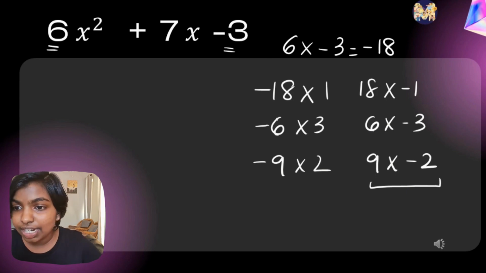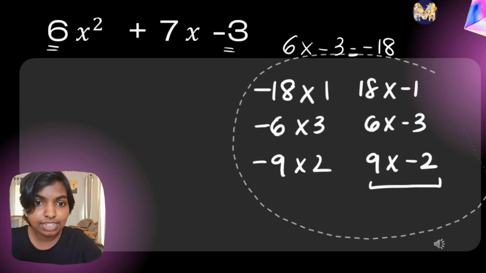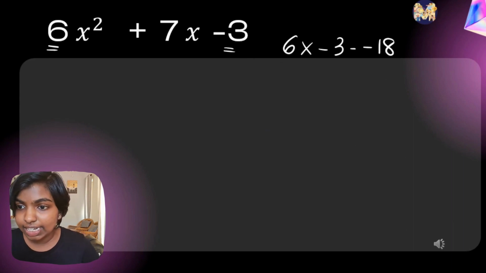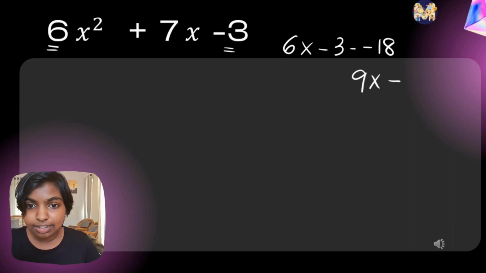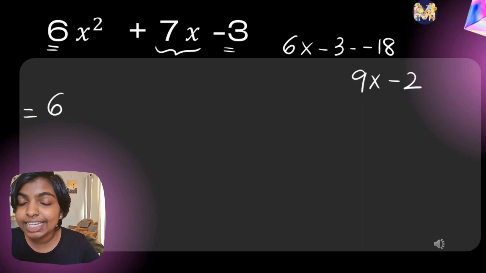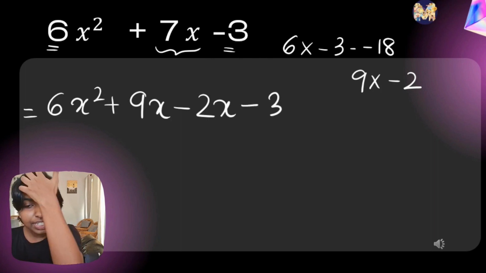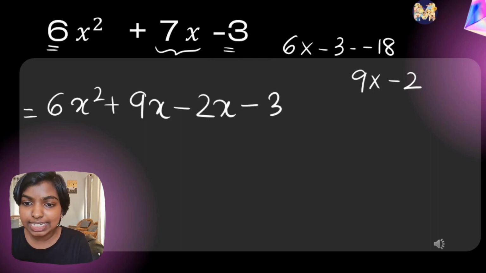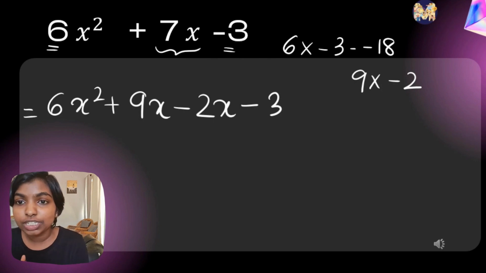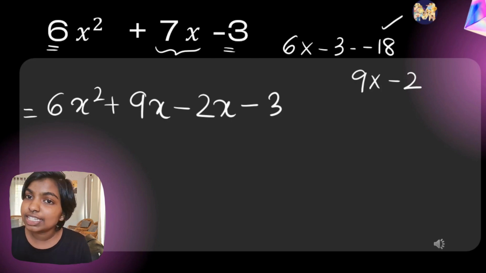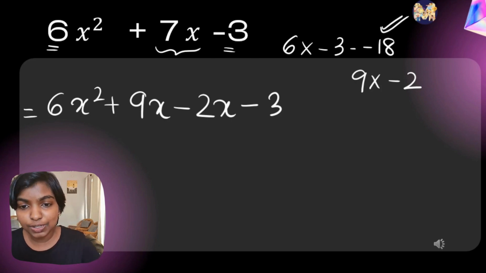So we can go ahead and write the next step. Yes, 9 and minus 2 are our desired factors. Next, we'll be splitting this 7x as 9x minus 2x: 6x squared plus 9x minus 2x and the constant term as it is, minus 3. The difference of 9x and 2x is going to give us 7x. And their product, 9 and minus 2, is going to give us minus 18, which is the same as the product of the coefficient of x squared and the constant term.